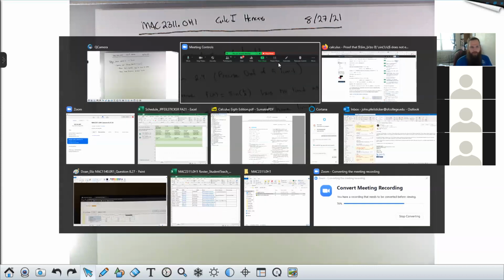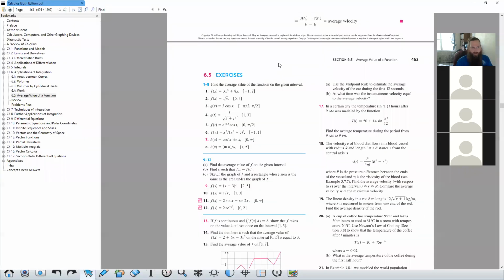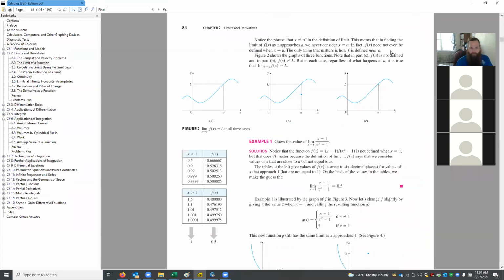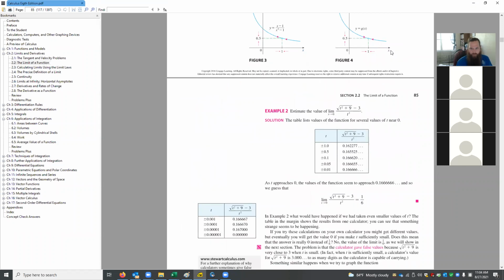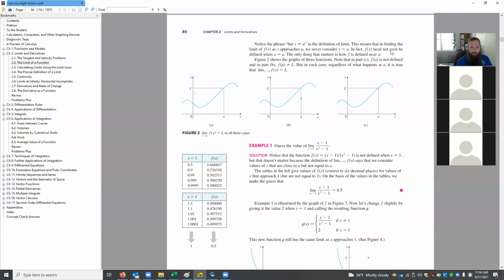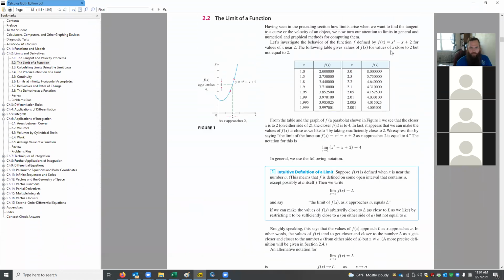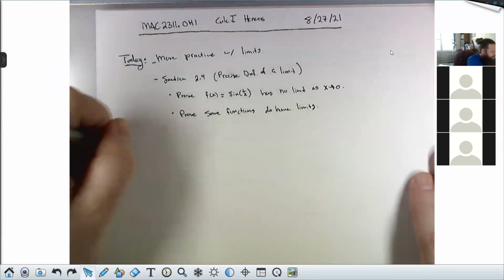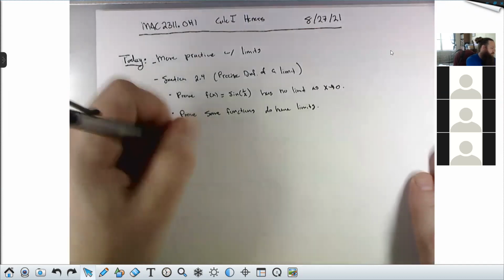Let me take a look at your textbook in 2.2 and make sure I haven't missed anything, any silly details that we want to make sure we cover. I suppose we should look at these. That's still 2.2, right? All right. Last time we got limits from graphs.